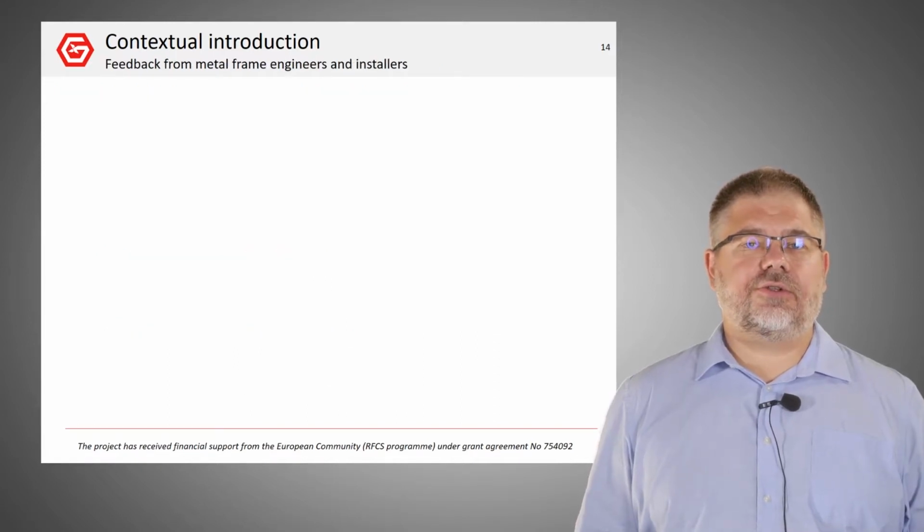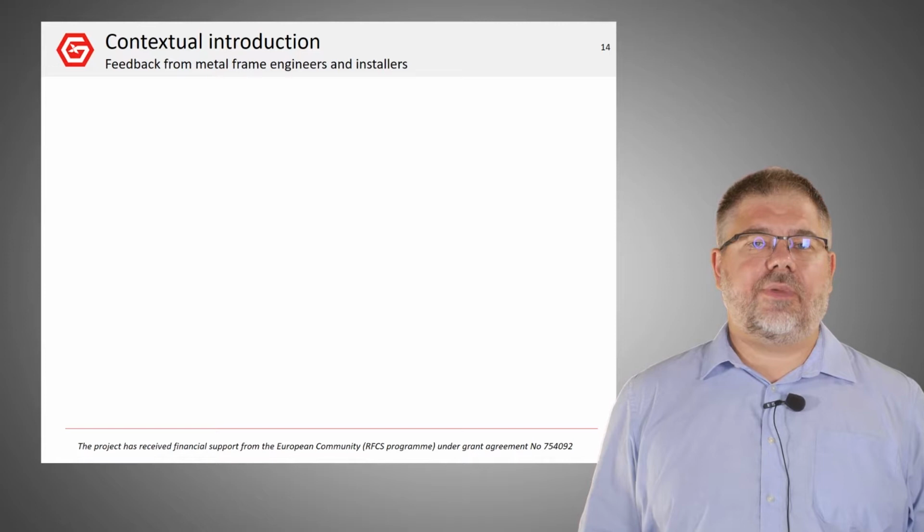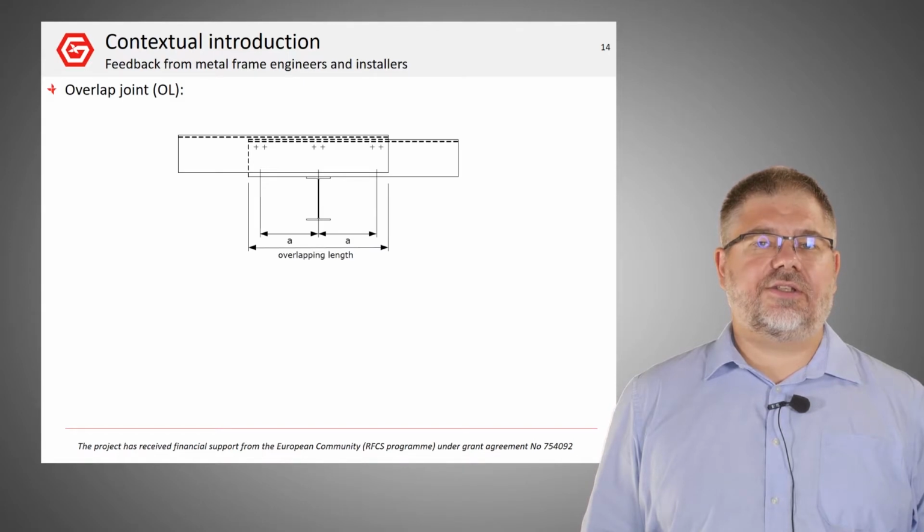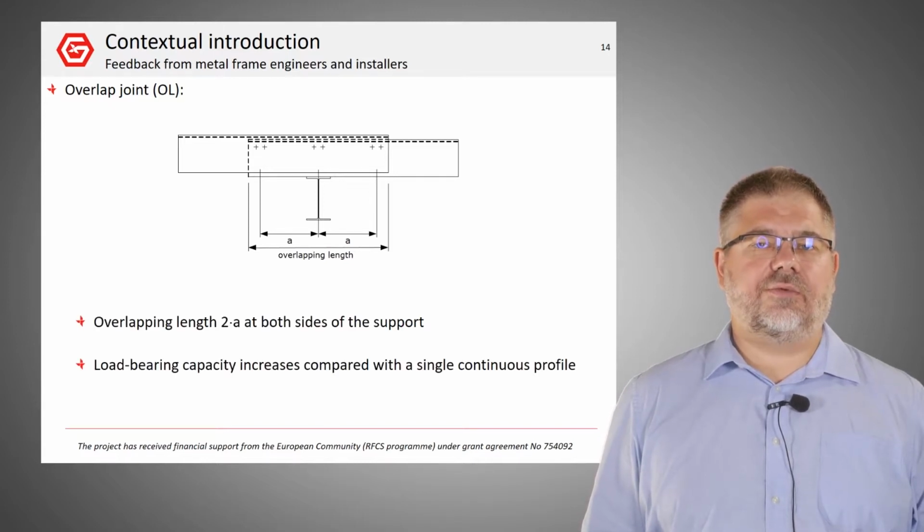The GLUISPR project also took into account the feedback from metal frame engineers and installers by studying a double overlap joint, like in this picture. It consists of having an overlap equitably distributed on both sides of the support. The main objective of such a solution is to increase the resistance compared to a single continuous profile.